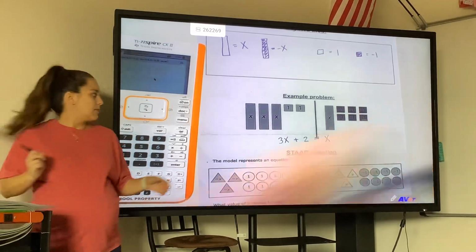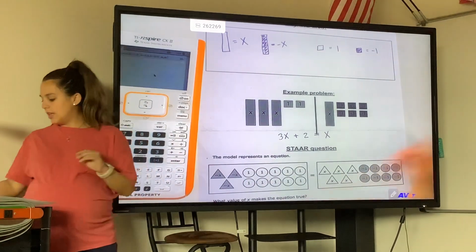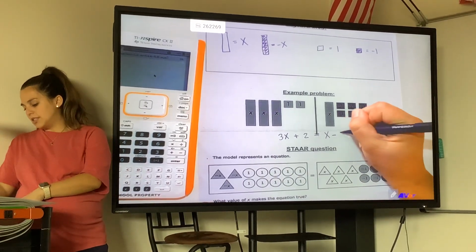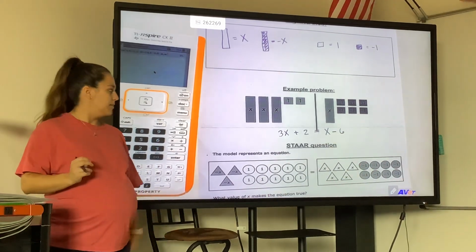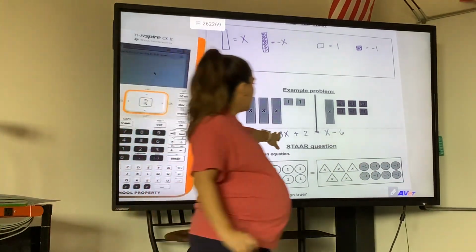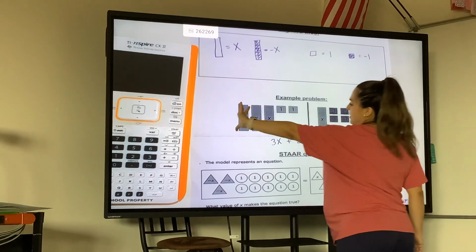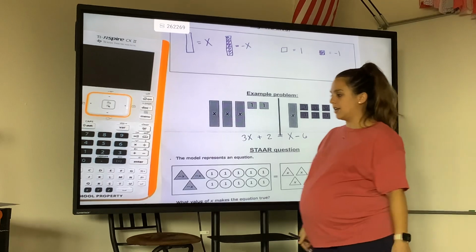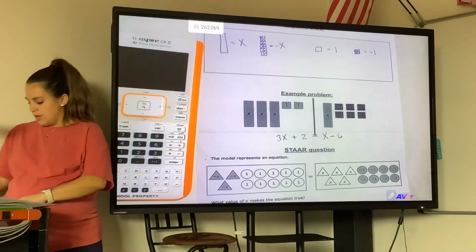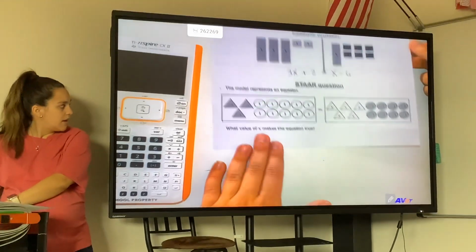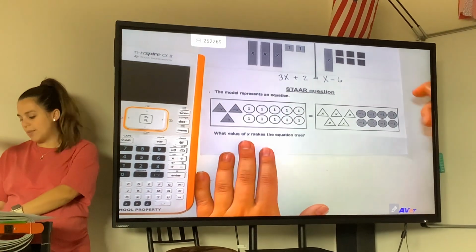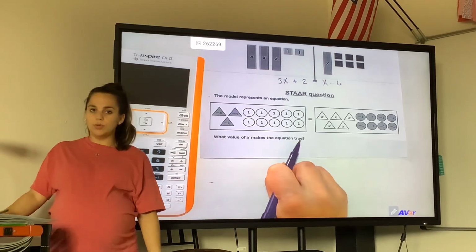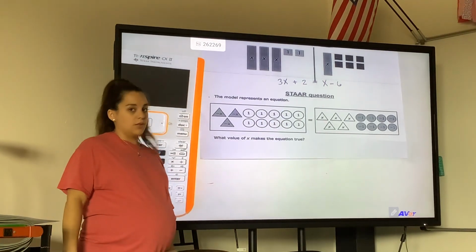So I wrote 1X. My 1 is invisible, by the way. And then the negatives, I got 1, 2, 3, 4, 5, 6. So that is -6 because there are 6 negative 1s. Okay, that's the equation that goes along with this representation. You can type this in your calculator and solve to get the answer if you needed to. We don't need to. But down here, we're going to try one more example. And then it actually is going to ask us what is the value of X that makes the equation true, which just means that we're going to solve it. We're going to figure out the answer.